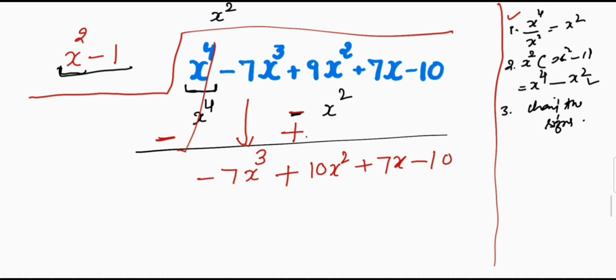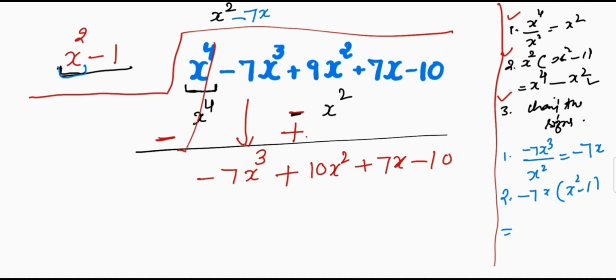Now these same steps we have to repeat here also. The first step is negative 7x cube divided by the first term of this q(x), which is x square. So we'll get negative 7 here. We'll write negative 7 here, and second step, negative 7 will multiply with x square minus 1. So we'll get negative 7x raised to power 3 plus 7x. We'll write this here. Now the third step is changing the sign.